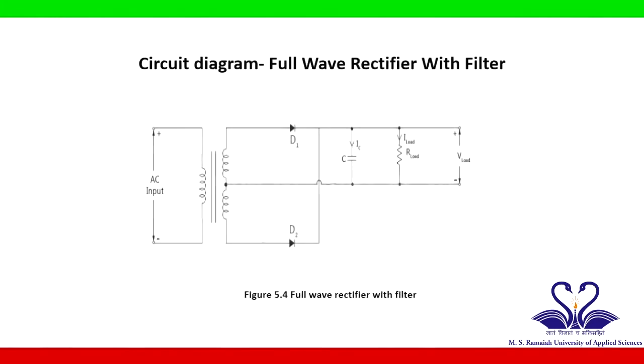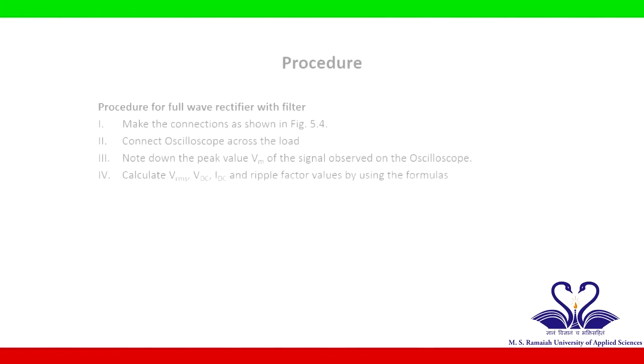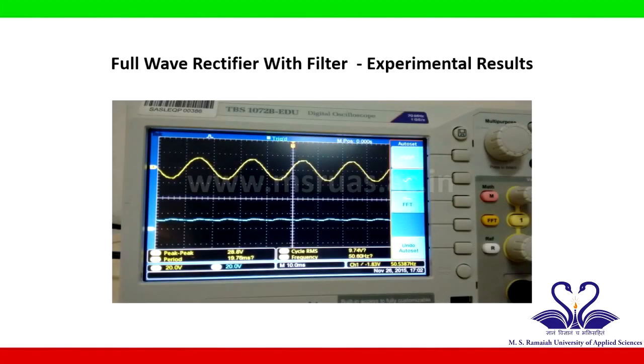Figure shows the circuit diagram of a full wave rectifier with filter. Experimental setup is made as per the circuit diagram. Input signal is provided by a step-down transformer. Connect the probes of an oscilloscope across the load resistor to see the output waveform and across the transformer secondary to see the input. Note down the peak value of the output waveform for further calculations. It shows the experimental result of the full wave rectifier with filter.